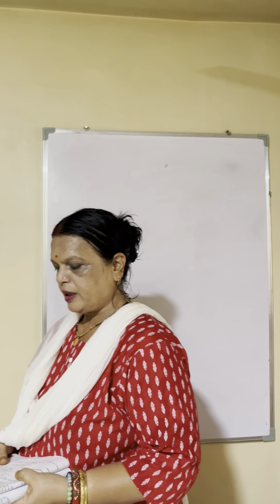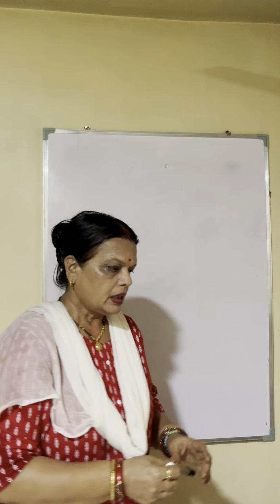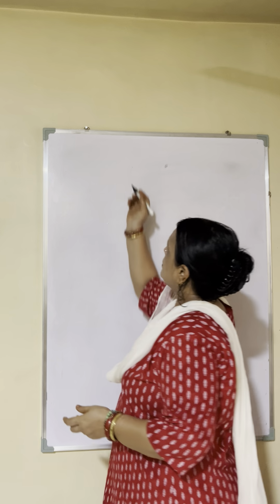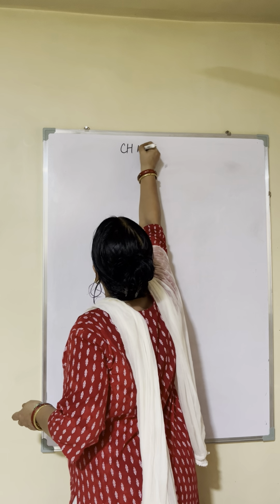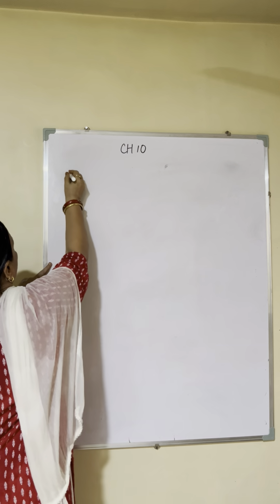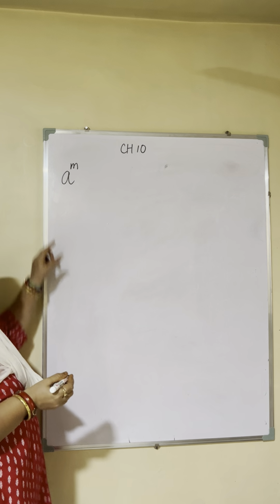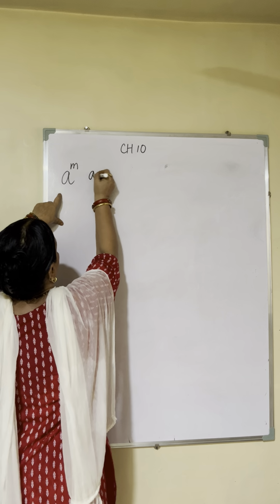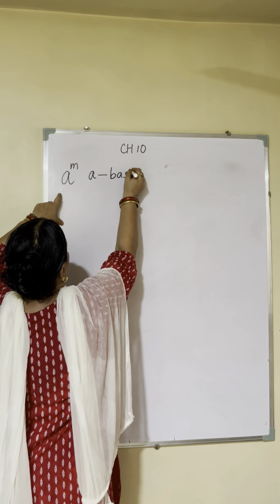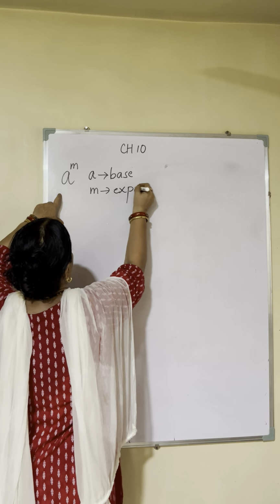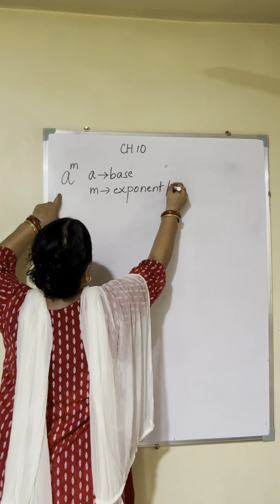Today I am going to start chapter 10, Exponents and Powers, Standard 8. Before I start, I want to explain all the laws of indices. Now, this is your chapter 10. You must have heard about this. So A is the base, M is called the exponent or power.